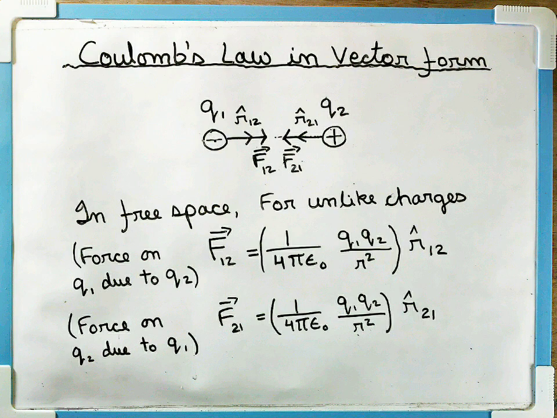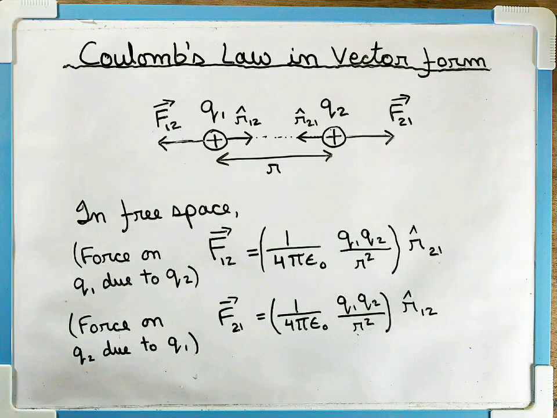Now we have already drawn this unit vector R cap 12 and R cap 21 to specify the direction. F12 is read as force on charge Q1 due to charge Q2. F21 is read as force on charge Q2 due to charge Q1. So we'll express this in the vector form.